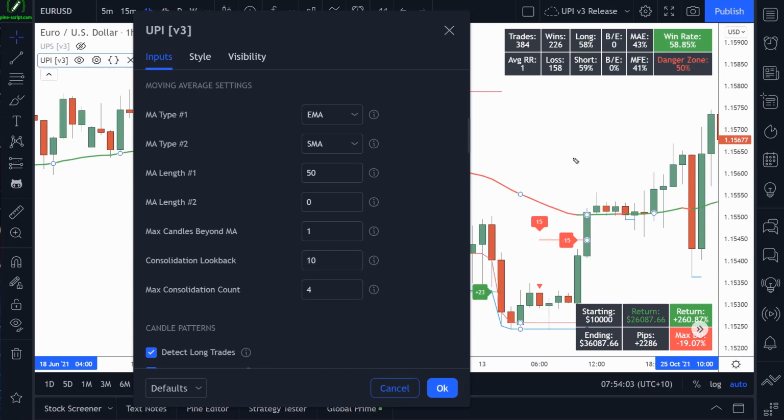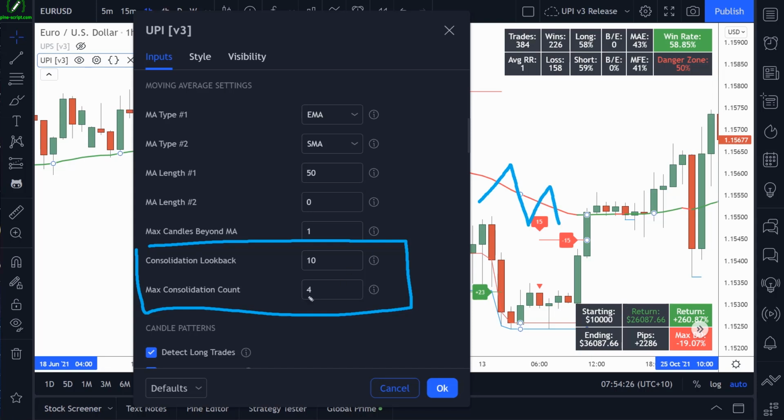Next up, we have our consolidation look back and max consolidation count. This look back is how many bars to look back on, and this max consolidation count is how many times price can cross above and below the moving average. So the default settings are basically saying if price has crossed above and below the moving average 4 times over the past 10 bars, that will look like this. So 1 cross, 2 cross, 3 cross, 4 cross. If that has happened and then we get a pullback signal, the signal is invalidated because we've crossed the moving average too many times in recent price, and so we are likely consolidating.